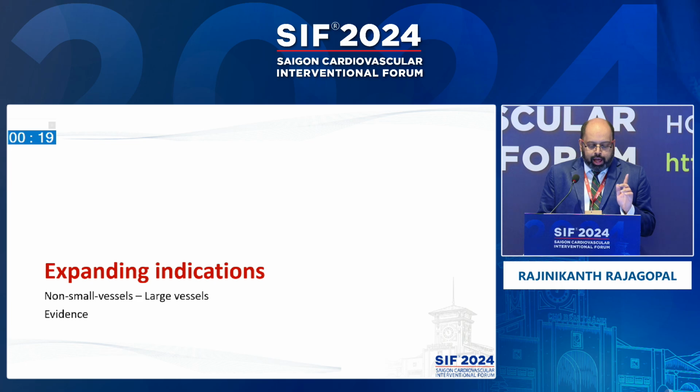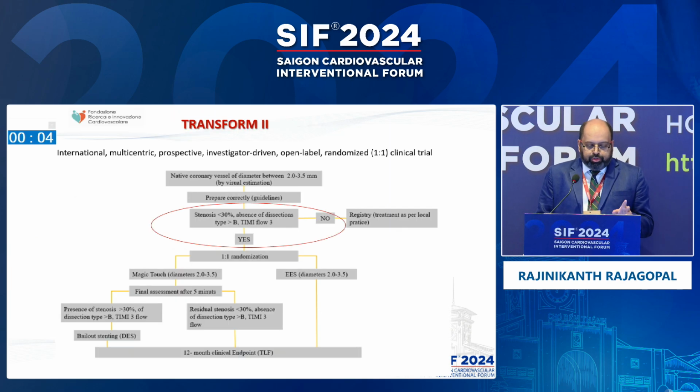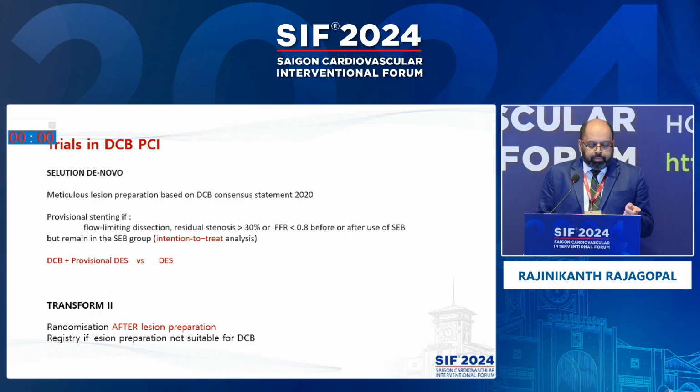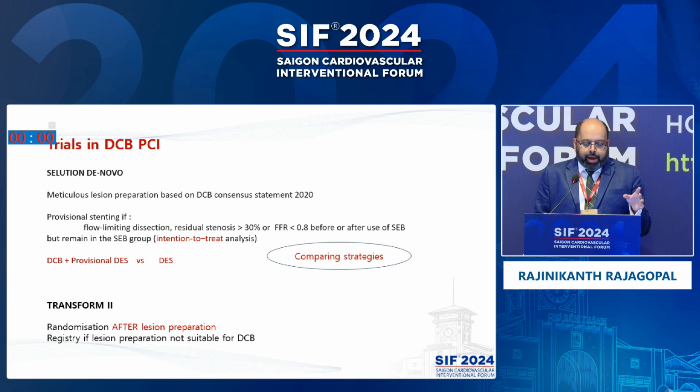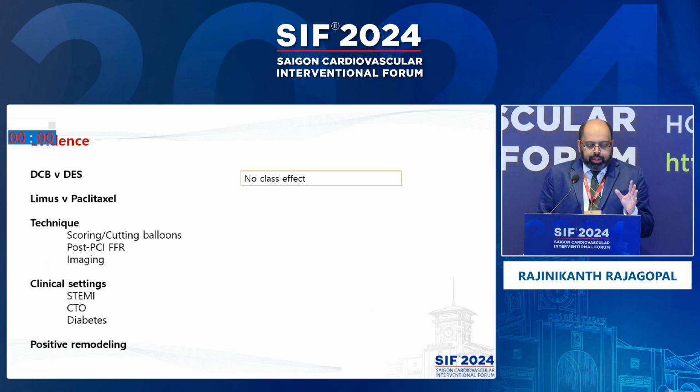I'm going to move just to the last part of it, expanding indications. I think there are two big trials underway for larger vessels. The SOLUTION trial, looking at sirolimus DCB. Here, the patients are randomized before the vessel preparation, and you have the TRANSFORM 2 trial where their vessel is prepared, and then they get randomized to DCB or stent. And it's important to appreciate the difference between these kinds of studies because when you are randomizing before vessel preparation, you're comparing strategies. If you're randomizing after vessel preparation, you're really comparing the devices. So it's important to analyze evidence carefully.